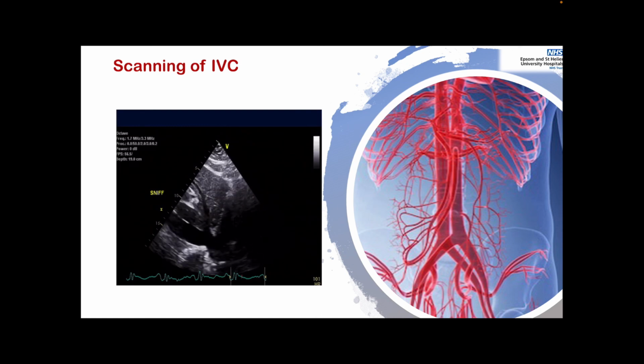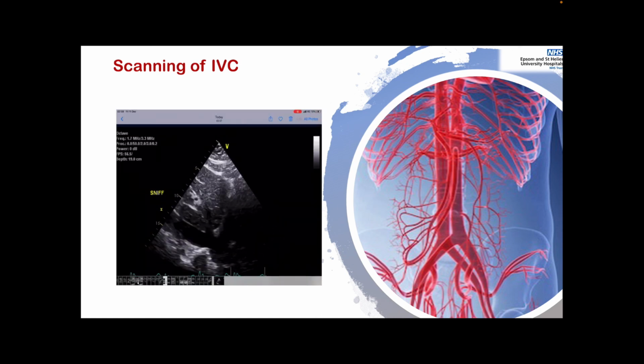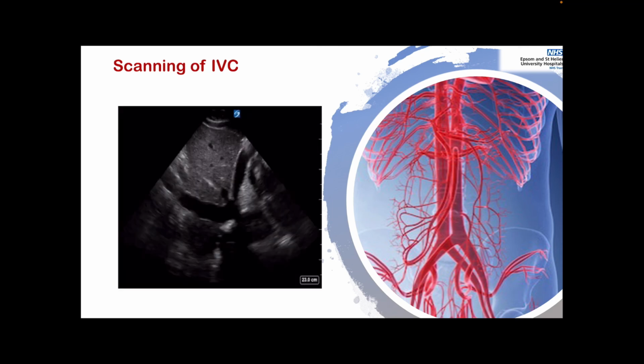This is normal for the abdominal aorta. Abdominal view of the inferior vena cava. And here we can see that this is the inferior vena cava, and this is the heart, and you can see that there is some fluid here in the heart. This is the pericardial effusion.